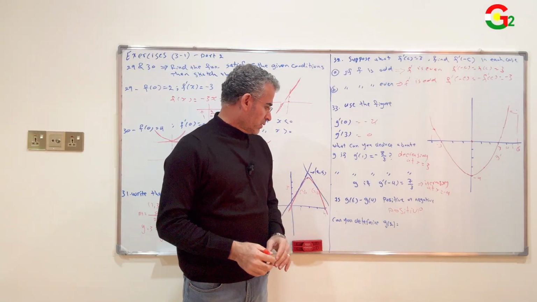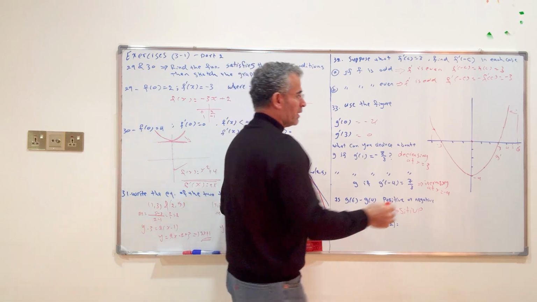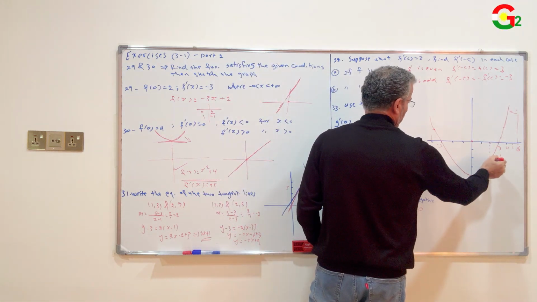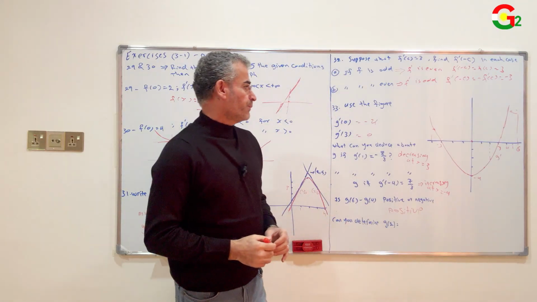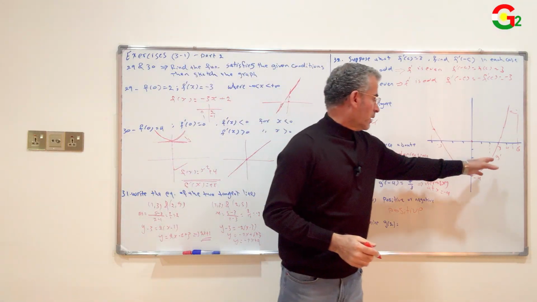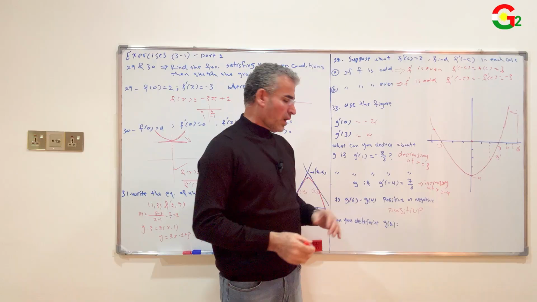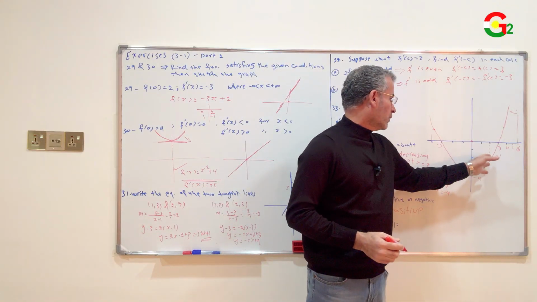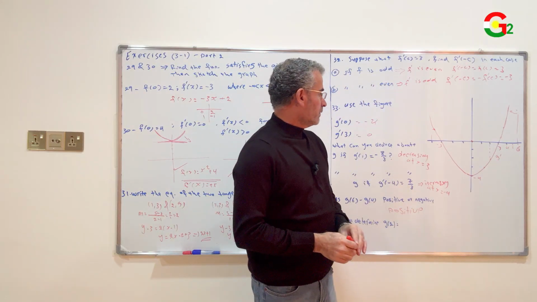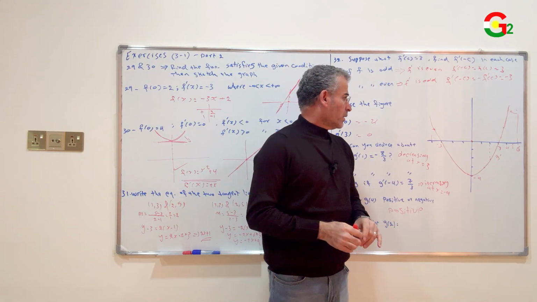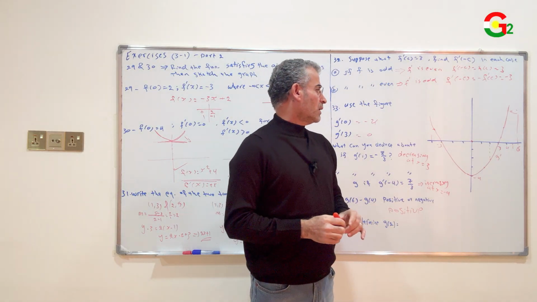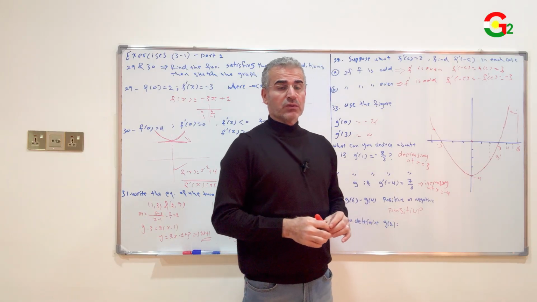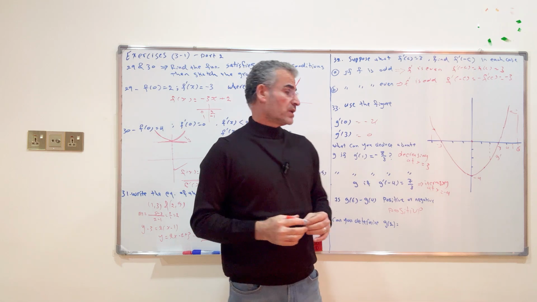Can you determine g of 2? We cannot know the value of g of 2, because we don't have the function. We know the value here is negative, and that the function is decreasing at x equal 2, but we cannot know the exact value at this point.